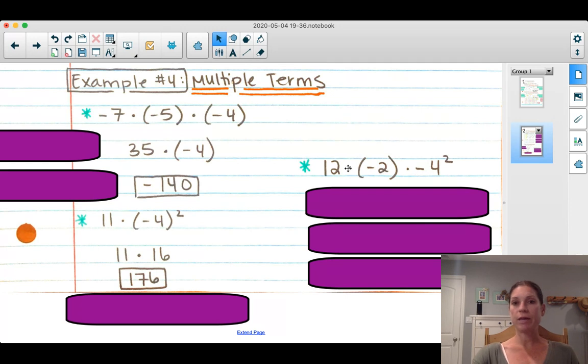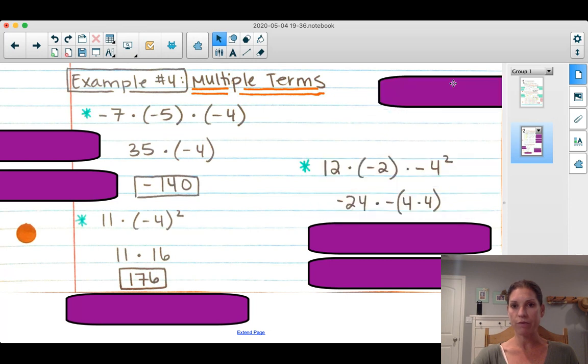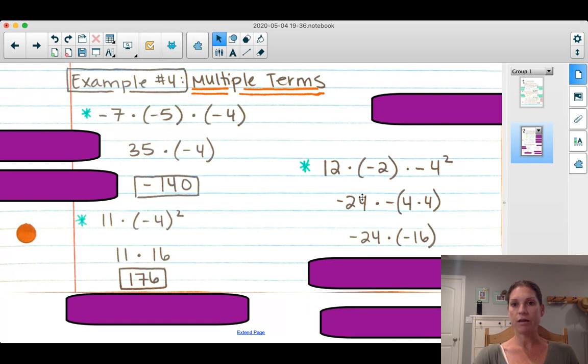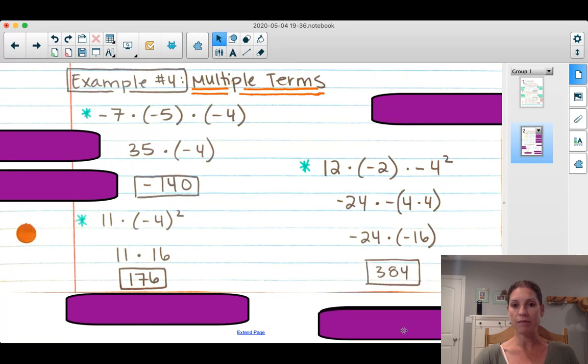I'm going to do the same thing, just do 2 at a time. 12 times negative 2 is negative 24. And then I have to multiply that by this negative 4 squared. Well, there's no parentheses here, which means that this is 4 times 4, and the negative is out in the front. 4 times 4 is 16. So this is going to end up being negative 24 times negative 16. Remember, 4 times 4 is positive, and you have the negative out in front. Negative 24 times negative 16 is going to give you a positive 384.